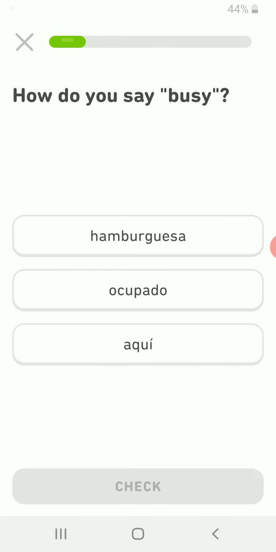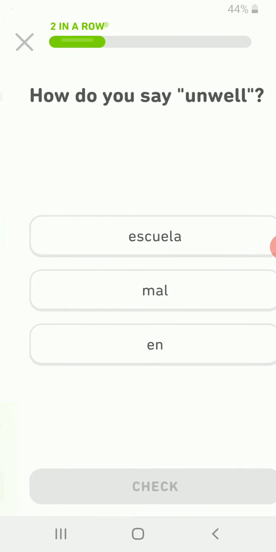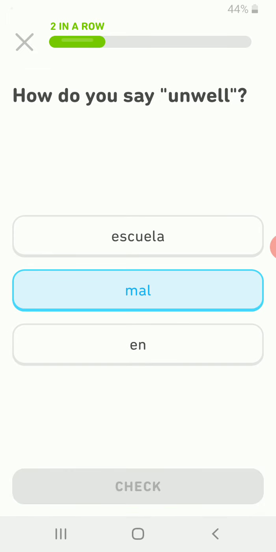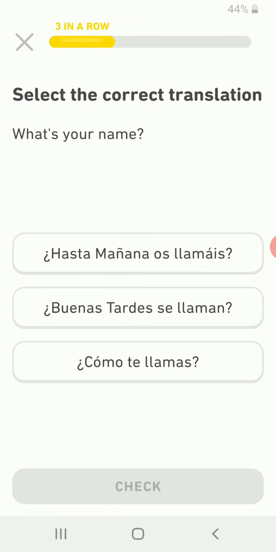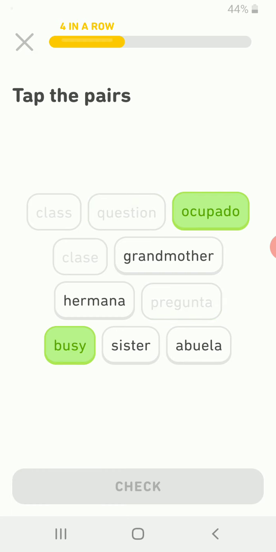I'm worried about the way I constructed my sentence, but how do you say busy? Ocupado. And select the correct translation. Good morning, what is your name? So, buenos días, ¿cómo te llamas? And unwell, it's mal. What's your name? ¿Cómo te llamas? And clase. Clase. A question is pregunta. Ocupado is busy.